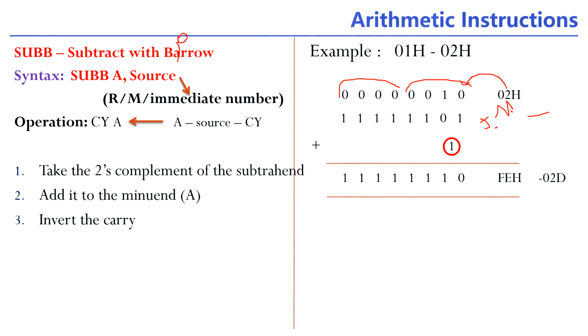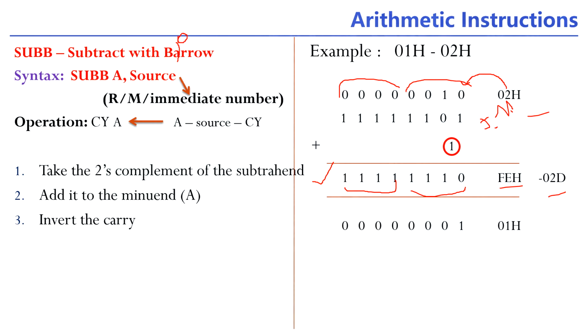So, after the addition of the 2's complement number, the result will come in this way, right? You can see the carry is not generated. You see here, carry is not generated. This number is F, this number is E, FE, right? This is minus 2, right? So a negative value comes here.